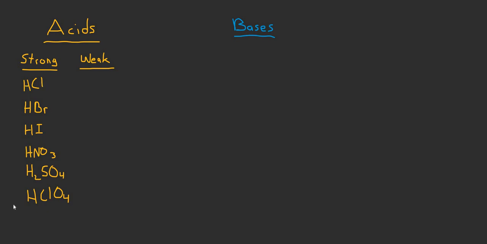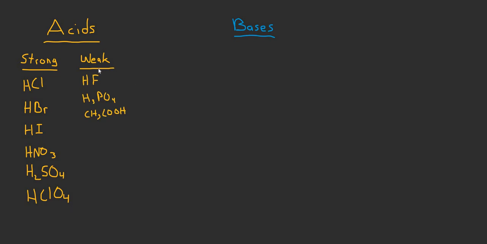And luckily there's only 6 that you really need to know for Gen Chem. There's hydrochloric acid, there's hydrobromic acid, there's hydroiodic acid, there's nitric acid, there's sulfuric acid, and there is perchloric acid. So I would definitely memorize these. You will need to know that these are 6 of the strong acids. And these are the ones that you'll need to know when you think of the term strong acid. So these are the ones that are going to dissociate nearly 100%.